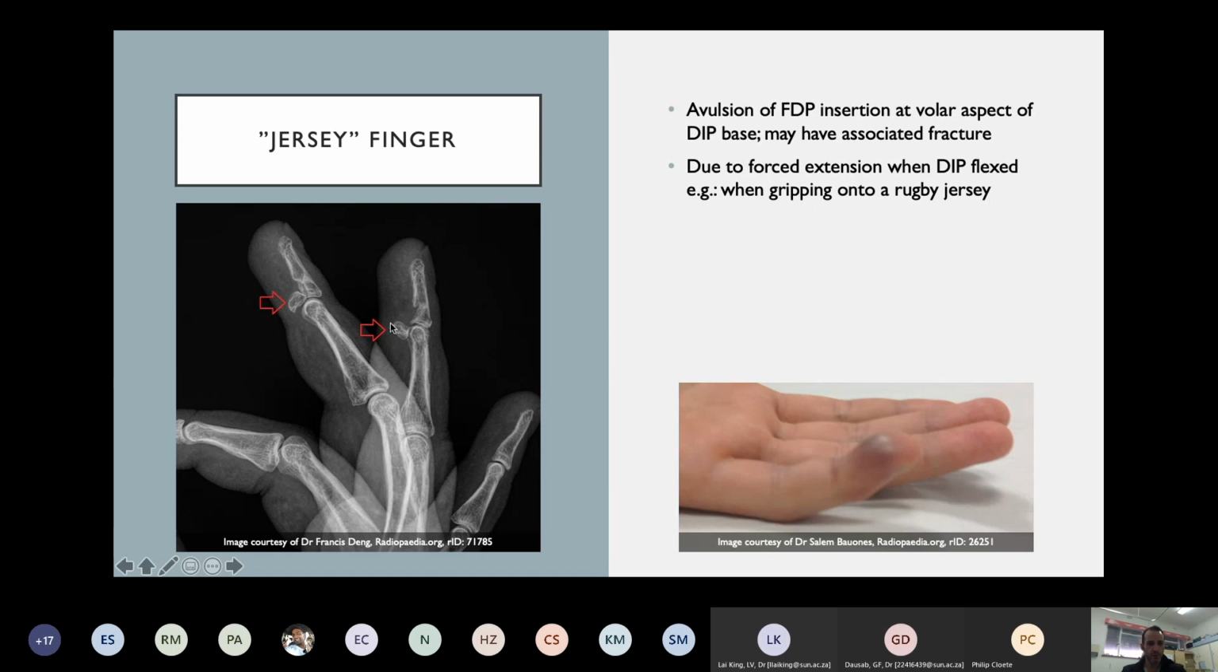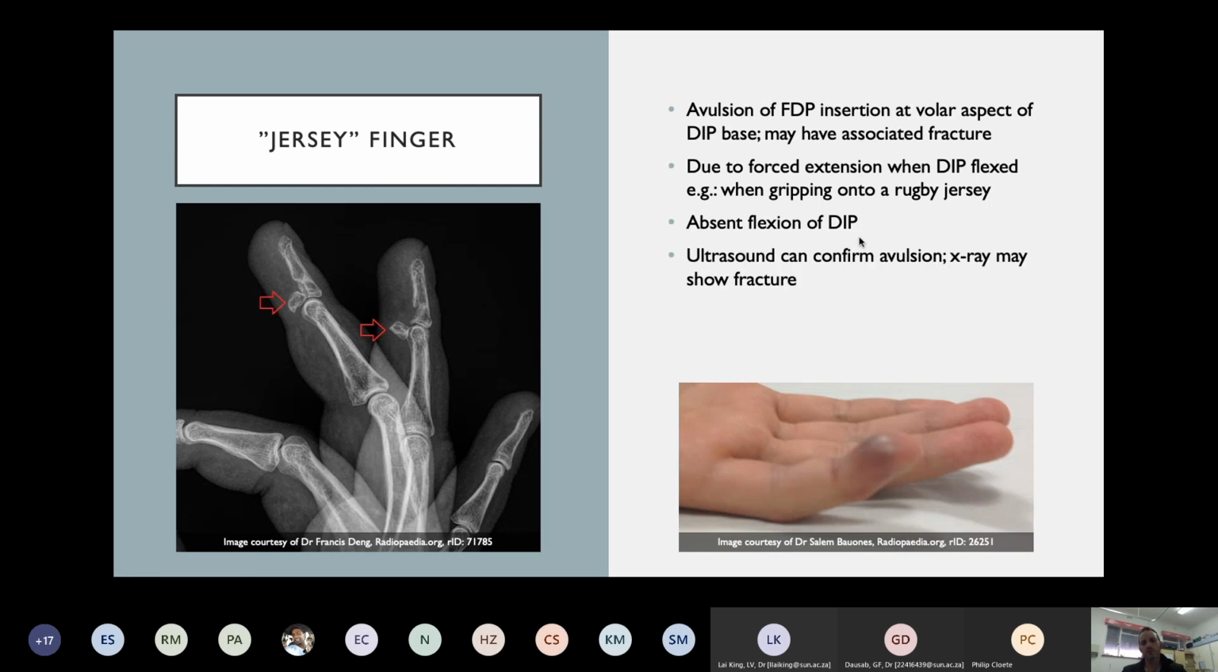On the X-ray here, you can see avulsion fragments of the FDP of, it looks like the middle and ring fingers. Patients might present with bruising of the distal phalanx. Okay. And they have absent flexion of the distal phalanx. Okay, so when you assess for the FDP, they won't have any flexion here.